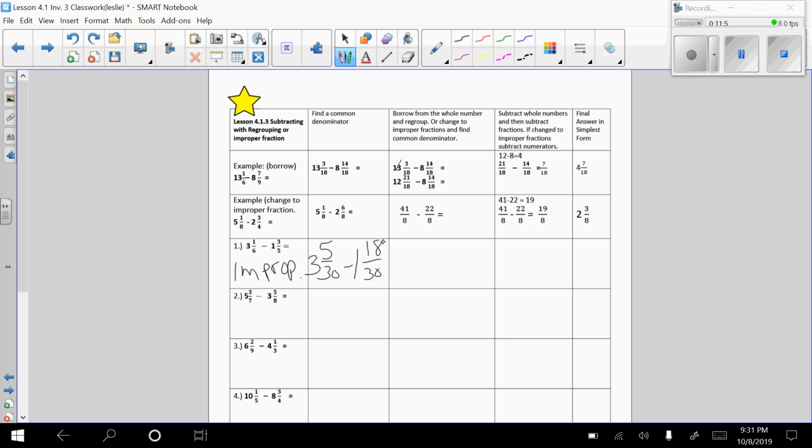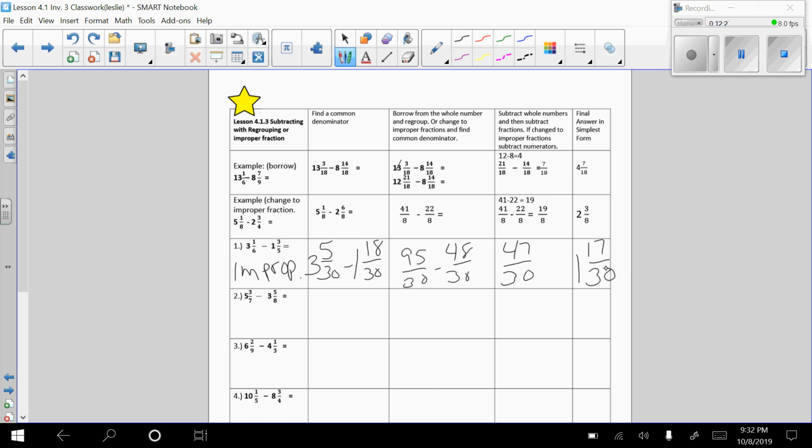Now let's change them to improper fractions. 3 times 30 is 90 plus 5 is 95 over 30. Minus 1 times 30 is 30, plus 18 is 48 over 30. Now let's subtract. Subtract the numerators. 95 minus 48 is 47 over 30. Again, how many groups of 30 can I take out of 47? The answer is 1. And how many left over do I have? 17 out of 30 left.